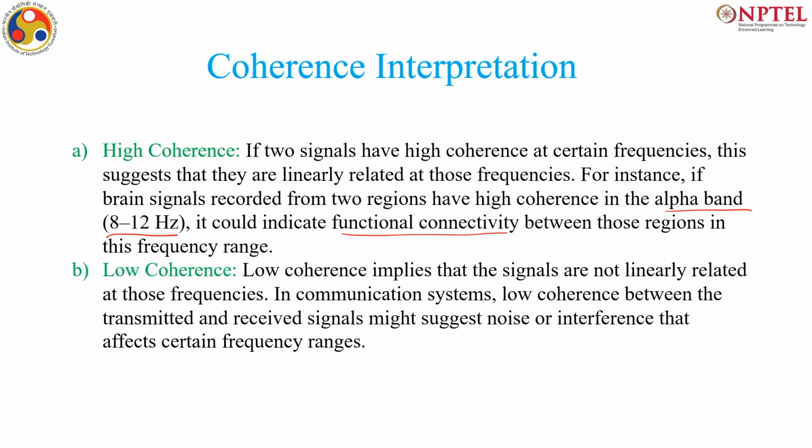Low coherence, where is it useful? Suppose in a communication system we have a low coherence between the transmitted and the received signal, then it can be an indication that there is noise or interference, and that has affected certain frequency ranges. So, there are several applications of coherence, like correlation.